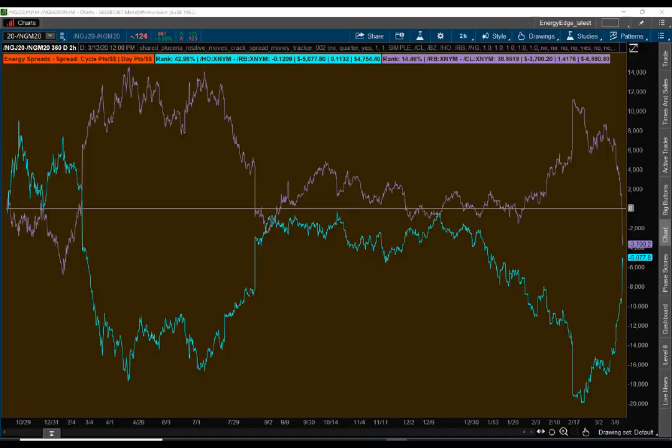Let's quickly talk relative value trading. Why do we trade relative value? Well, two different lines here, light blue and purple. Let's not even worry about what they are.